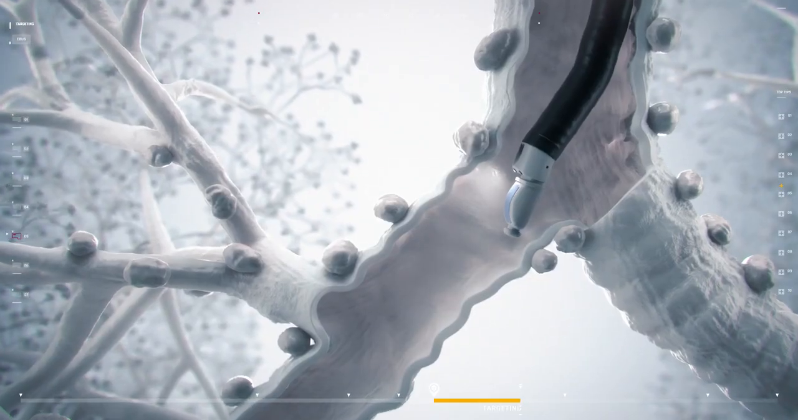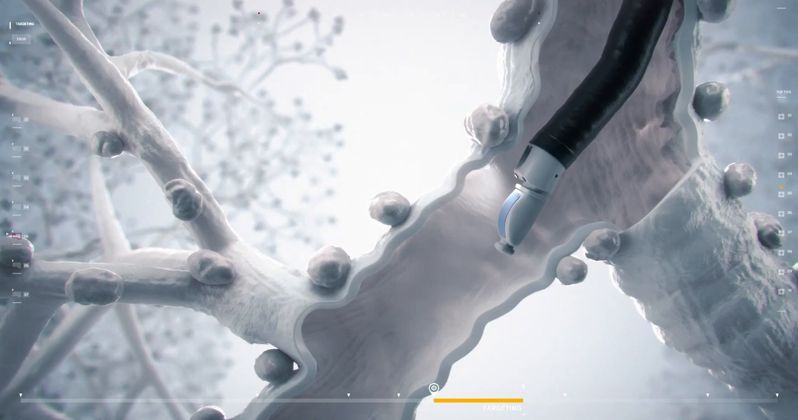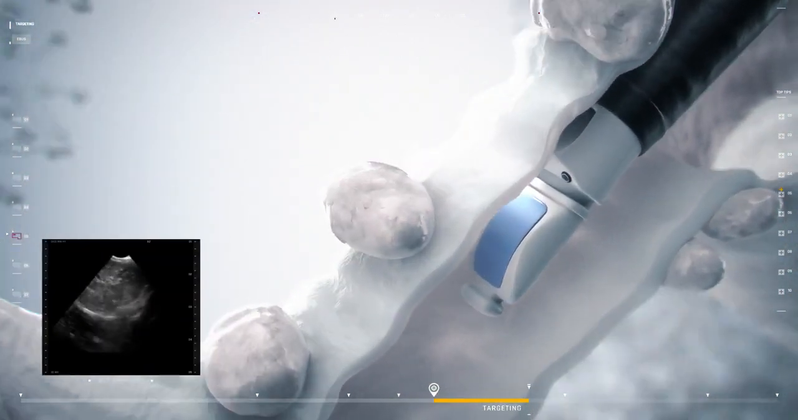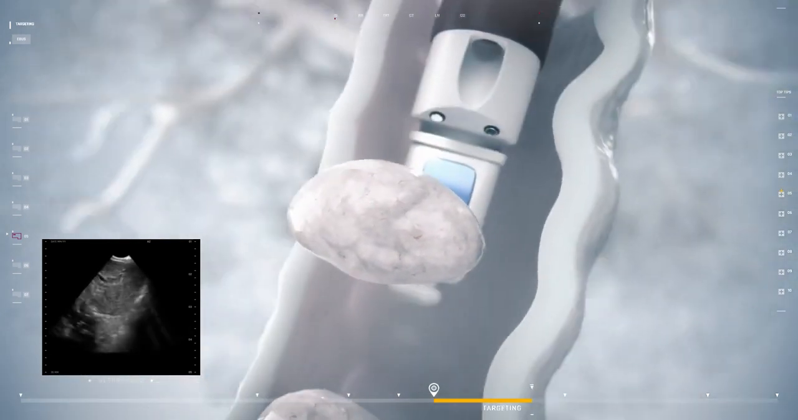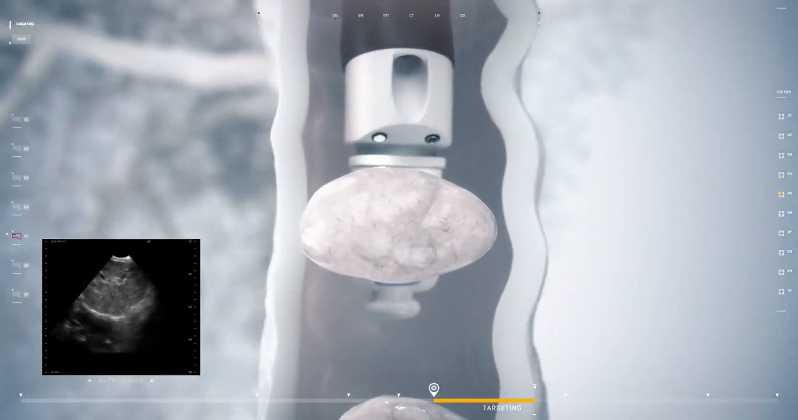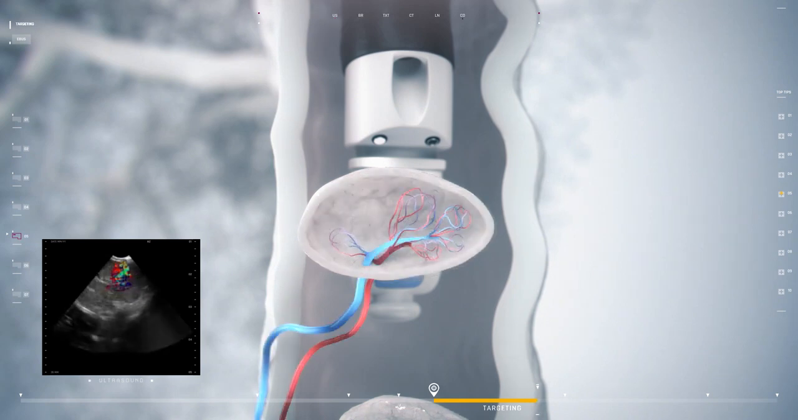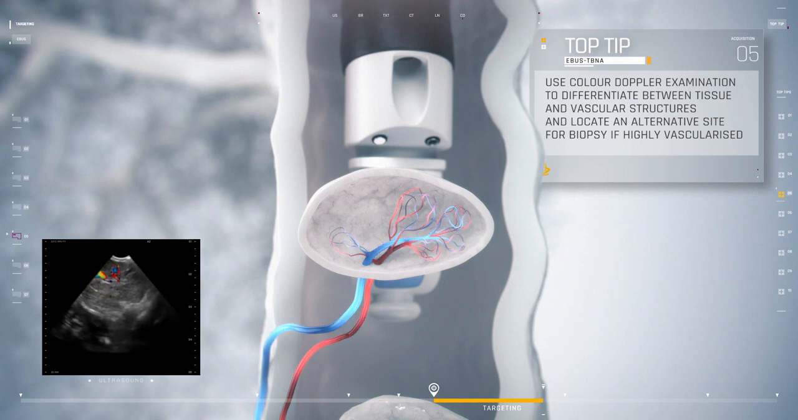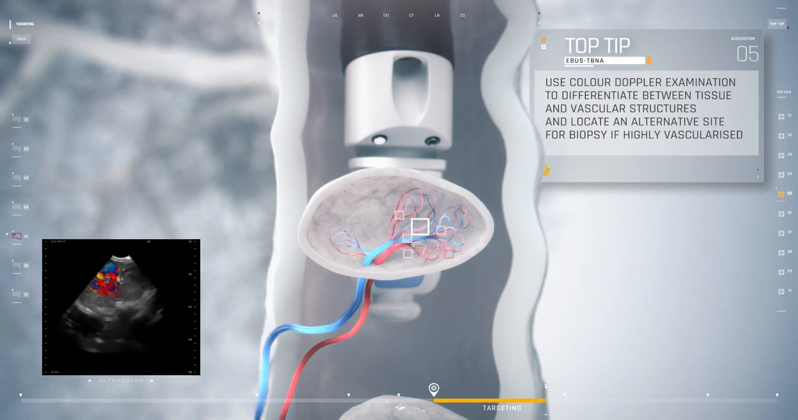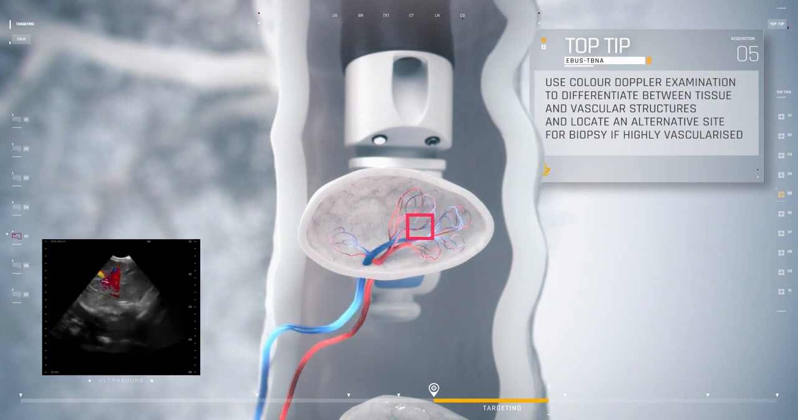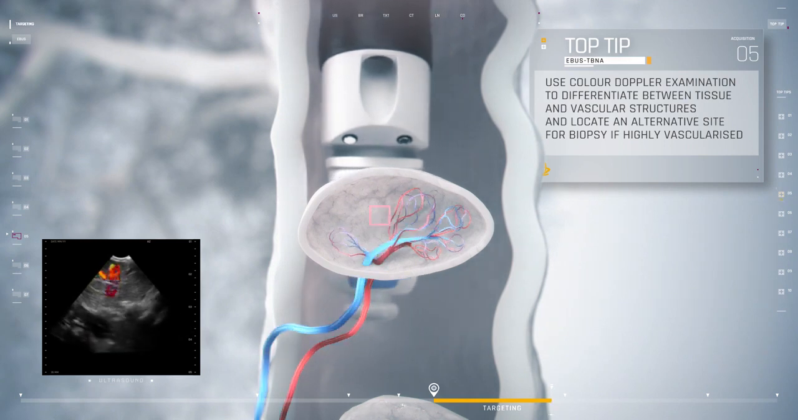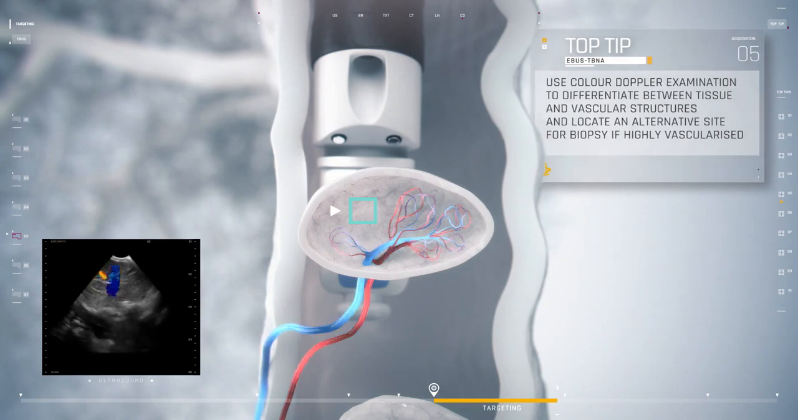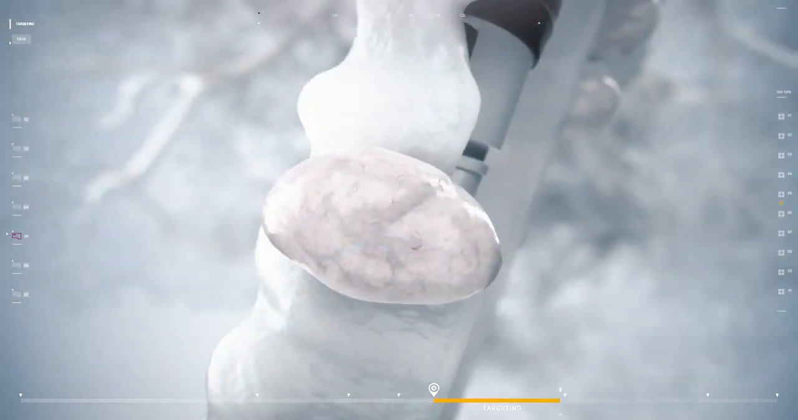To avoid unintentional puncture of vessels between the wall of the bronchi and the lesion, use the ultrasound scan to identify more echoic areas, which are likely to be lymph nodes rather than blood vessels. Color Doppler examination can be used to support the differentiation of tissue for vascular structures. If the site of the biopsy is highly vascularized, it is advisable to locate a more suitable area of the lymph node to sample. This will minimize bleeding, which can cause contamination of the sample and blockage of the needle.